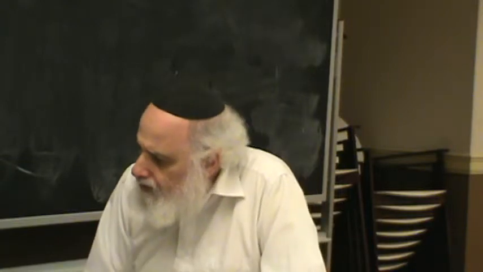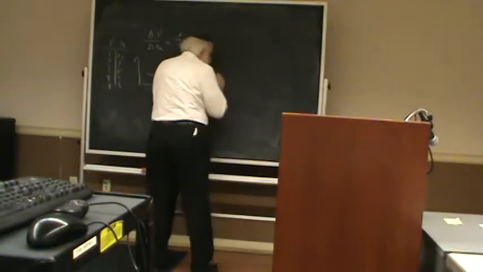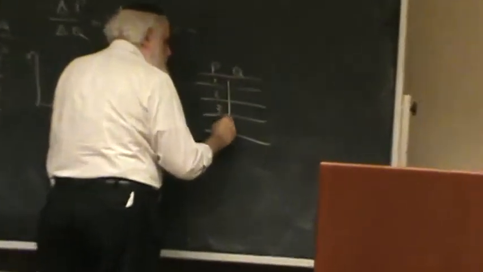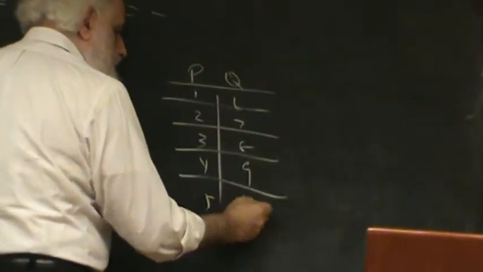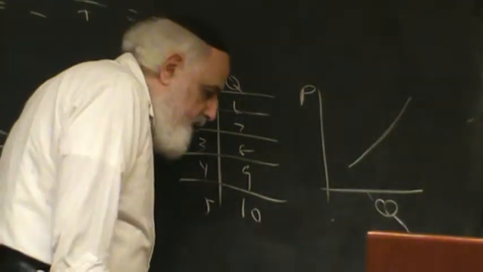Let us go on to the supply curve. So far we have the point of view of the buyer. Now we will turn to the point of view of the seller, which is supply. Price, quantity, 1, 2, 3, 4, 5, 6, 7, 8, 9, 10. Supply, price, quantity. Supply is upward sloping, meaning that if you pay me more, I will produce more for you.